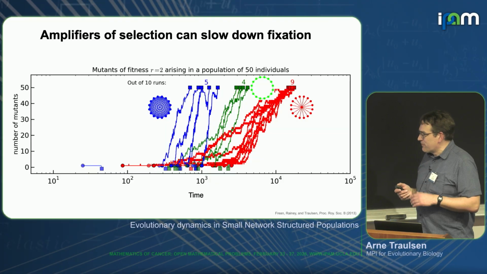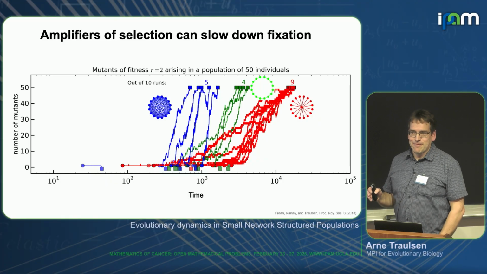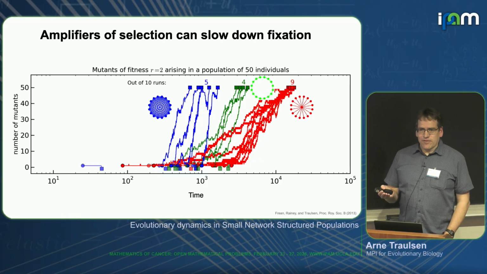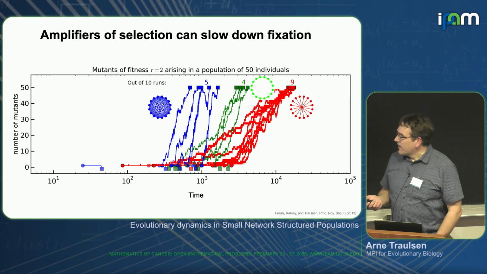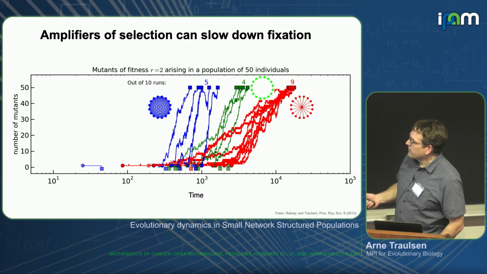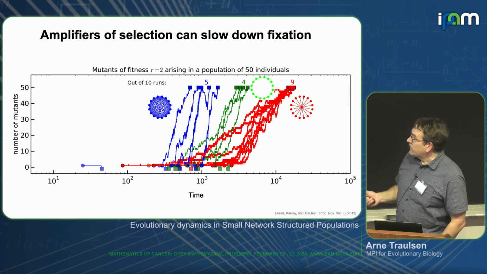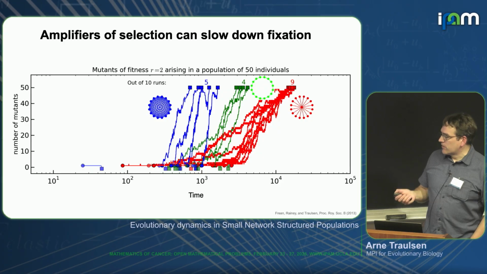One other thing that I found very interesting, and I never planned to work on this. I found it completely irrelevant, but then somebody came to me and said, look, I have amplifiers of selection and they make things very slow. Something is wrong. And so if you look at this, this is time on a log scale, and this is the number of mutants. So if you have the well-mixed population, this is R equal to 2 here. So for a mutant that is twice as fit, you have 50% probability to take over.